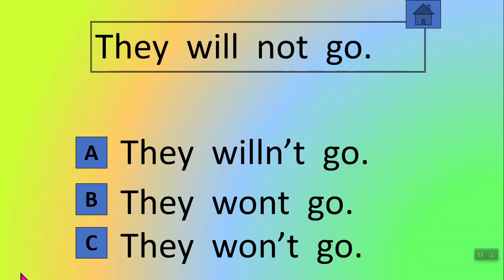They will not go. Instead of writing they will not go, we can just write they won't go. So which is the correct way to write this? It is they won't go. This number C, the letter C, and this is the correct way to write it. They won't go.